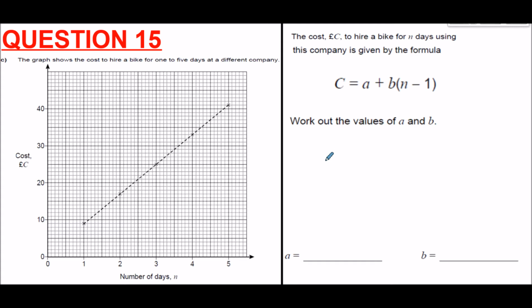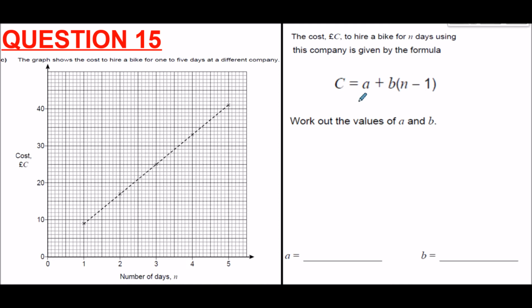And part C shows a graph of a cost to hire a bike for 1 to 5 days at a different company. And so we've got a formula here. It says work out the values of A and B.